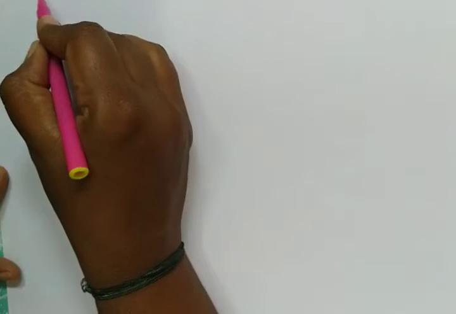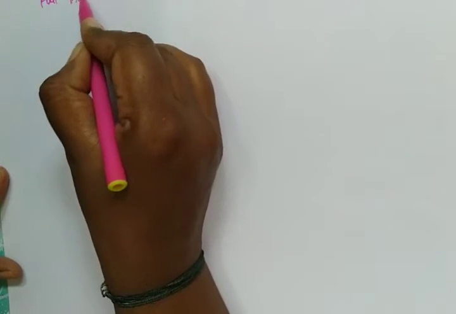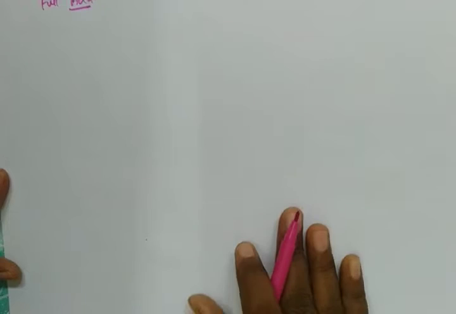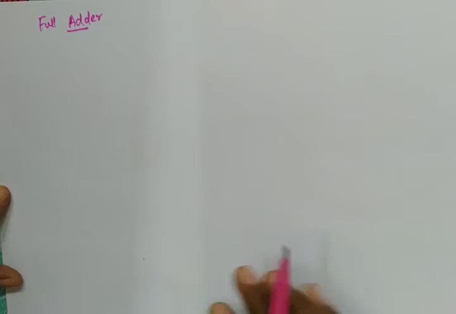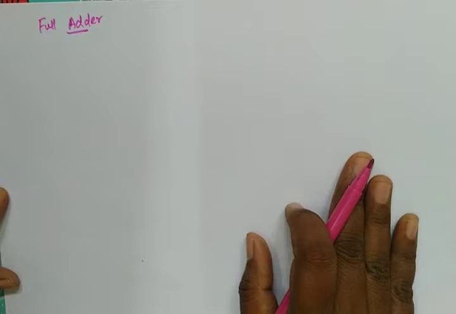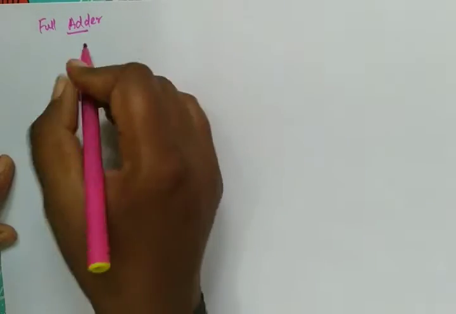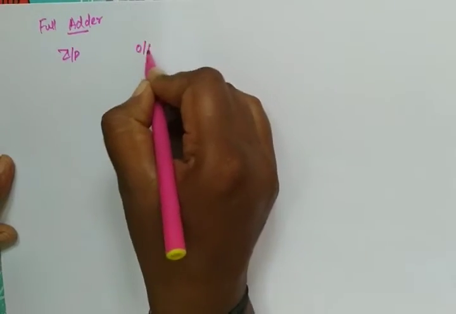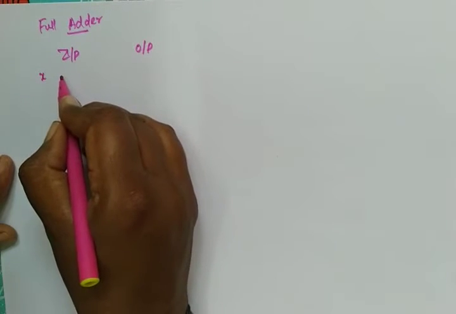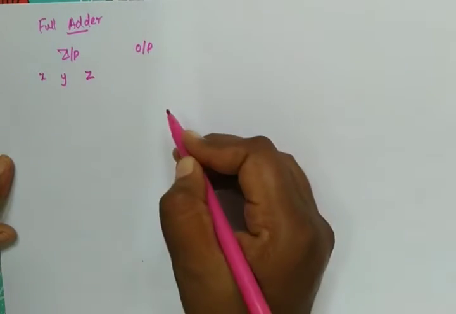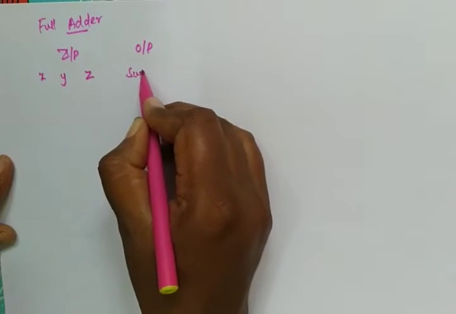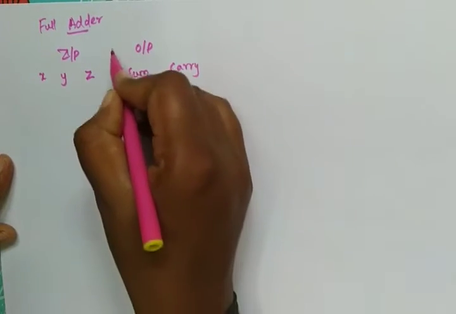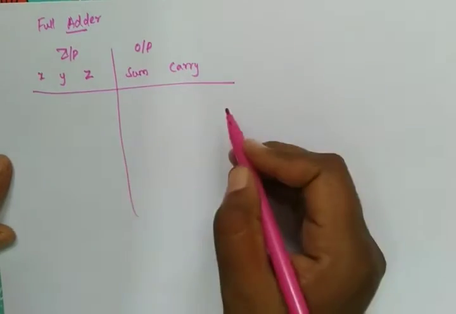Now what is a full adder? This is the full adder. It will perform the addition of 3 bits. If we have addition of 2 bits, it is called a half adder. If this performs addition of 3 bits, then it is called a full adder. So let us take the input and output. We have 3 bits x, y, z. We have 2 outputs. Since it is an adder, we have sum and carry. This is our input and output.